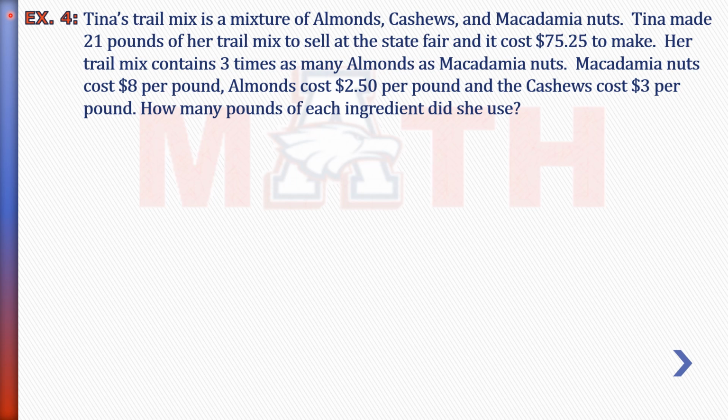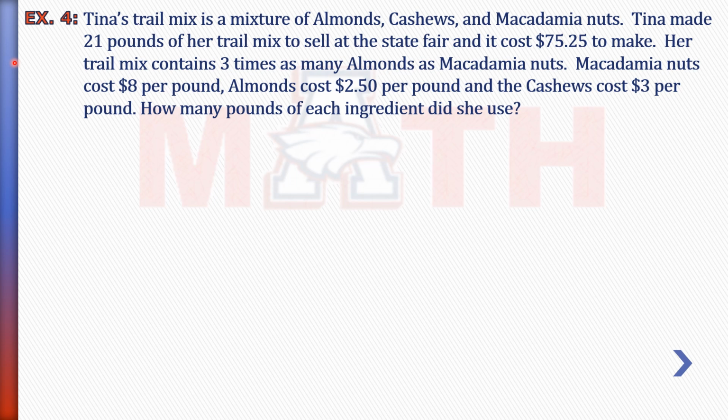Her trail mix contains 3 times as many almonds as macadamia nuts. Macadamia nuts cost $8 per pound, almonds cost $2.50 per pound, and the cashews cost $3 per pound. How many of each ingredient did she use?